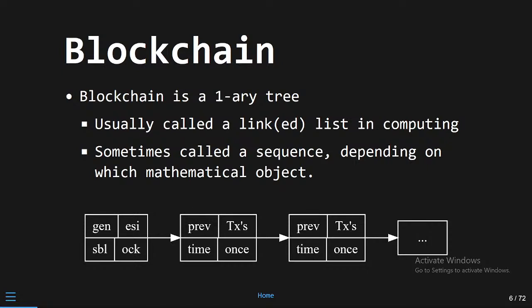Jumping right into it. Blockchain is a one-array tree. Lists are a one-array tree. They're a one-array tree because they're directed acyclic graphs and everything has at most one child. Okay? We can also call these sequences. I don't commonly do this. I usually reserve the term sequence for numbers, but we could put them in an array.